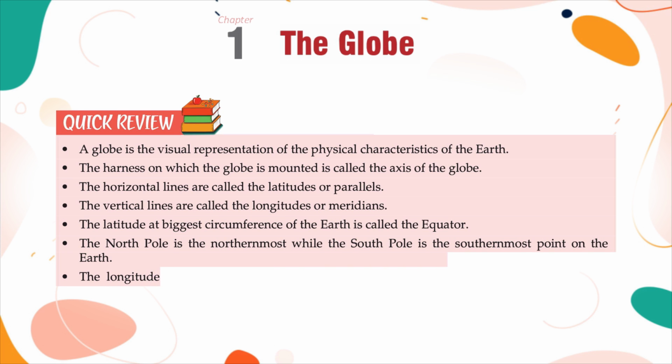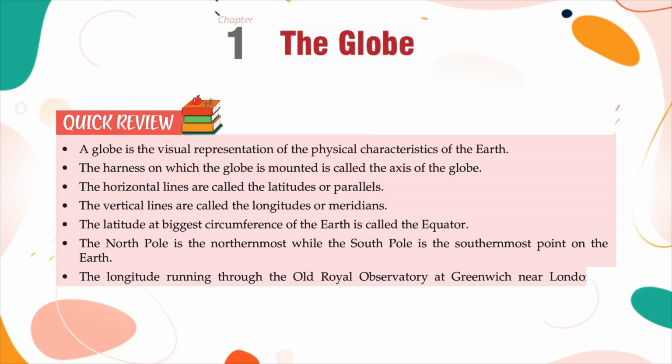The longitude running through the Old Royal Observatory at Greenwich near London is marked as 0 degrees. It is called the prime meridian.